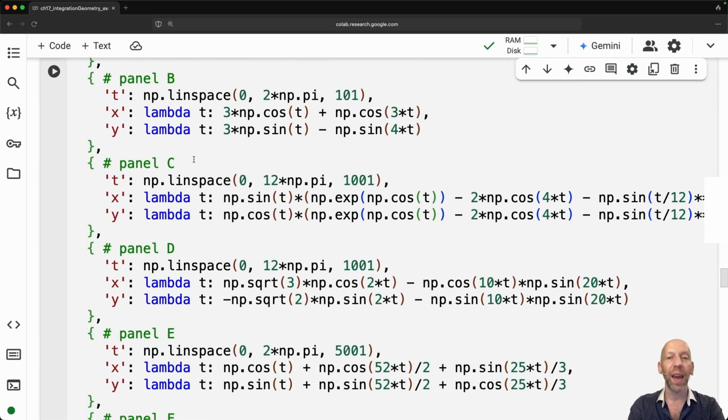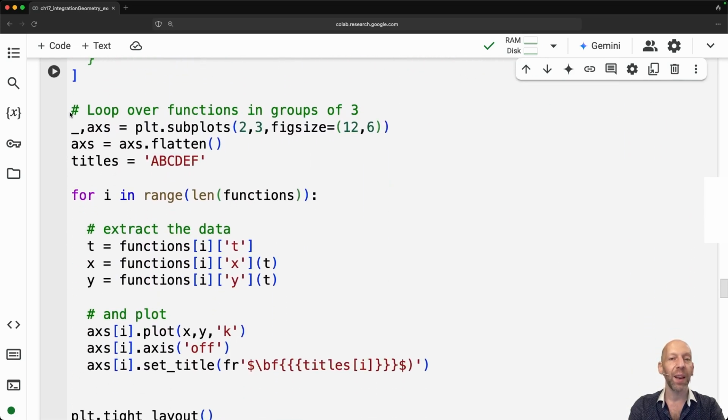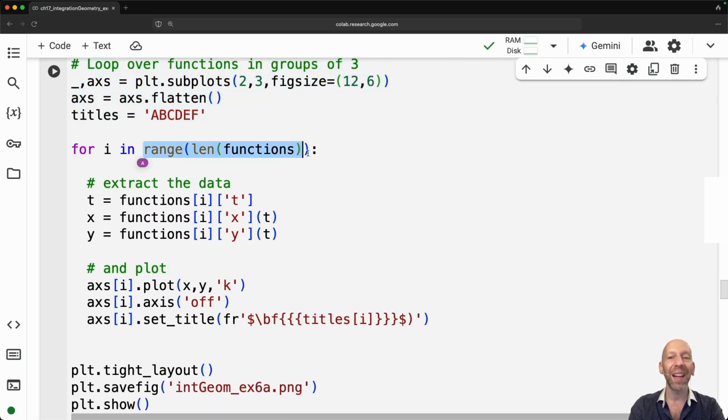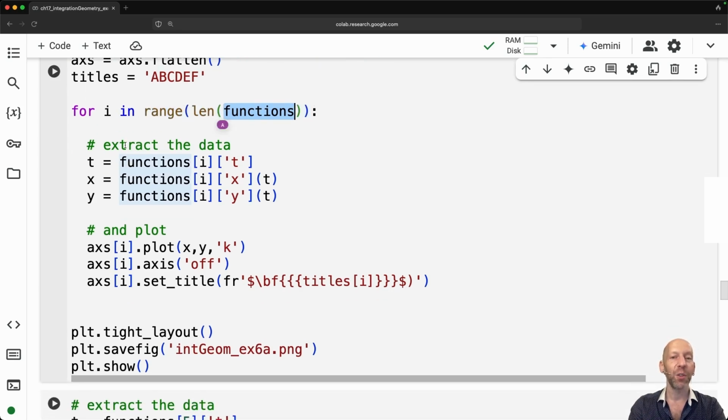Okay, and now once I have all of those dictionaries, I can set up a for loop. So now I have a for loop where I'm looping over all of the elements in that list called variable functions. And then I can extract the data. So here I have variable t, which is the parameter for the key of t in this element of this list. And then remember that this here for y, this is a lambda function. So I'm evaluating that lambda function for these particular values of t. Okay, and then we have x and y, and we can just plot those.